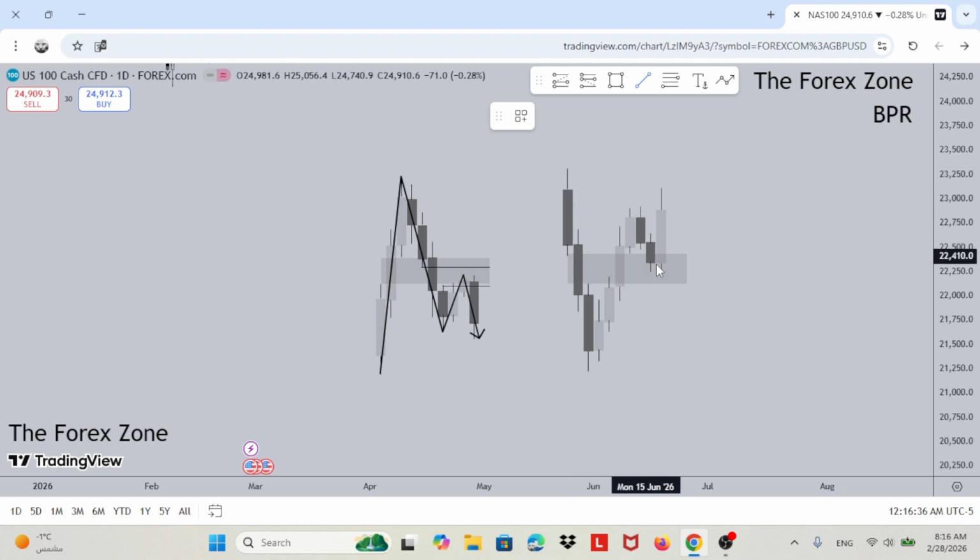I know some of you might be asking, but what about the liquidity pools? Don't worry about that for this moment. I promise you, we're going to have dedicated, in-depth lessons on every type of liquidity, internal and external, as we progress further in this comprehensive ICT course.